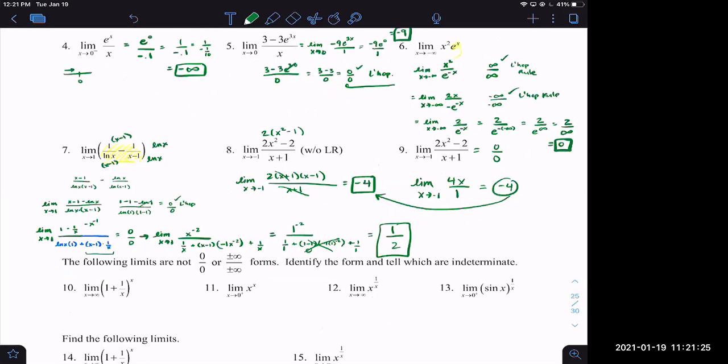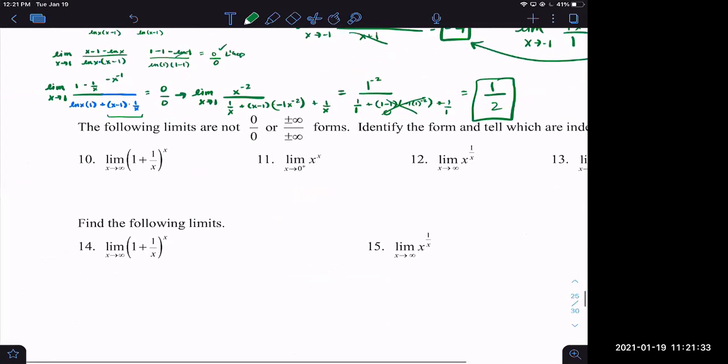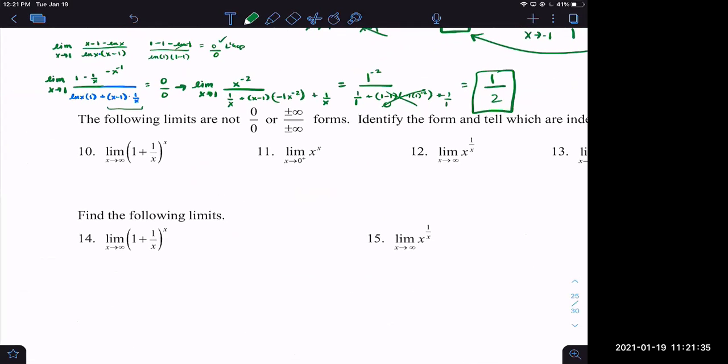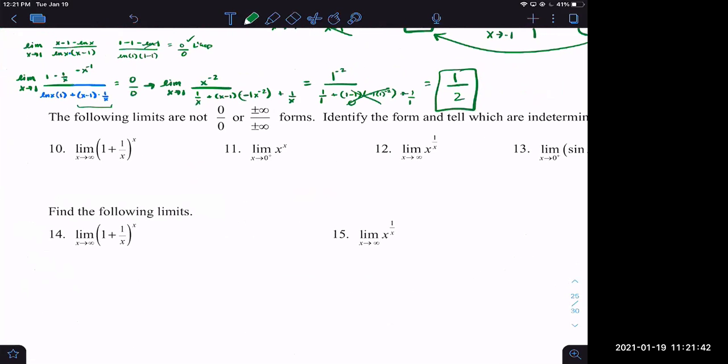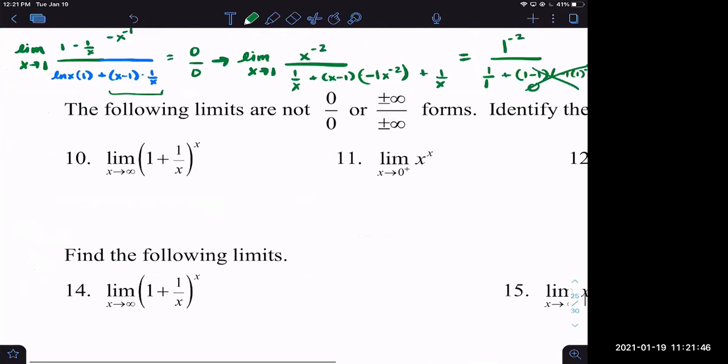All right, there are several indeterminate forms. The only ones that work with L'Hopital's rule are 0 over 0 and infinity over infinity. But here are some that aren't quite in that form, and we're going to worry about how we could simplify them. It's saying the following limits are not in these forms. Identify the form and tell which are indeterminate. So by the form, we're just going to plug in infinity. If I were to plug in infinity, 1 over infinity, this piece here would go to 0. So it's 1 to infinity, which is an indeterminate form.